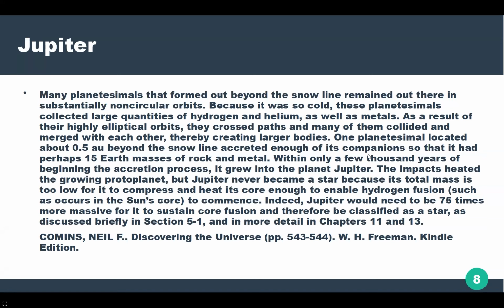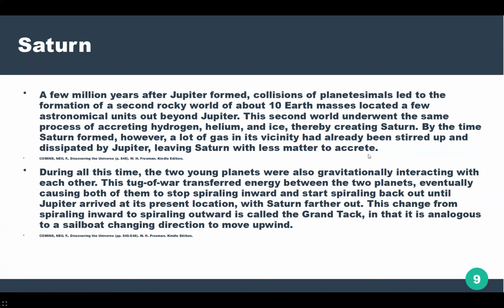for it to sustain core fusion and therefore be classified as a star. A few million years after Jupiter formed, collisions of planetesimals led to the formation of a second rocky world of about 10 Earth masses located a few astronomical units beyond Jupiter. This second world underwent the same process of accreting hydrogen, helium, and ice, thereby creating Saturn. By the time Saturn formed, however, a lot of the gas in its vicinity had already been stirred up and dissipated by Jupiter, leaving Saturn with less matter to accrete.